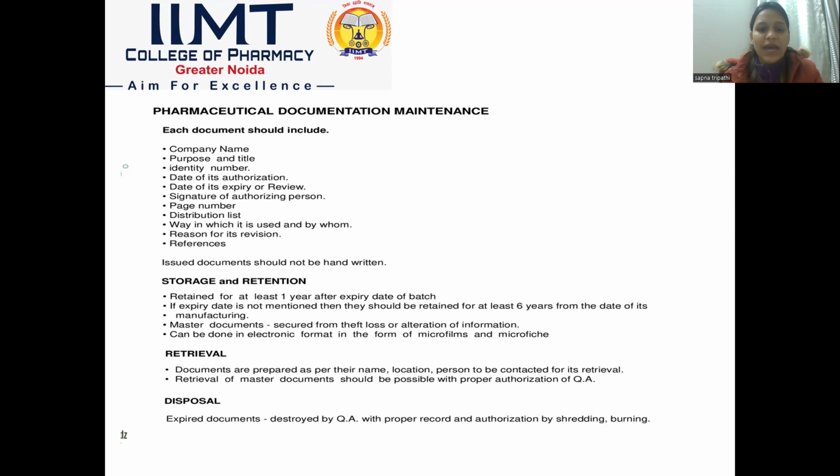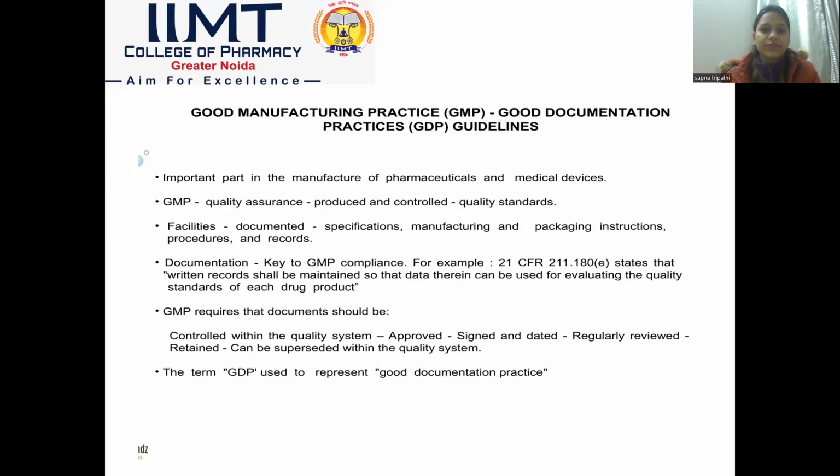Documents are prepared as per their name, location, and person to be contacted for retrieval. Retrieval of a master document should be possible with proper authorization of quality assurance. Next, disposal. For the disposal of pharmaceutical documents, expired documents are destroyed by QA with proper record and authorization, by shredding or burning. Now we talk about GMP, good manufacturing practices.